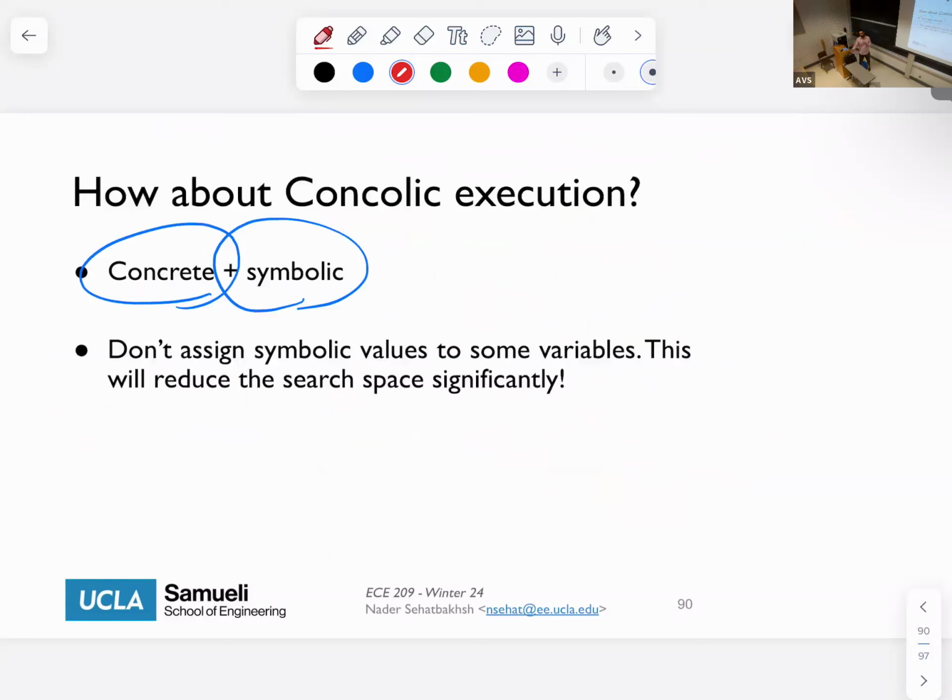That's trying to find a balance between the search space and your SAT solver. Okay, if you concretize everything, you're going back to square one, which means you need to run all the inputs. If you do everything symbolically, then you need to solve a gigantic SAT expression. So somewhere in between, you concretize some of the inputs and create a symbolic execution for the others, and together you can solve what we call concolic execution.